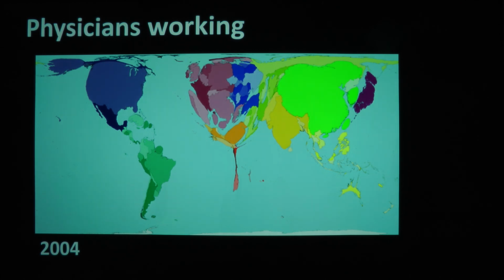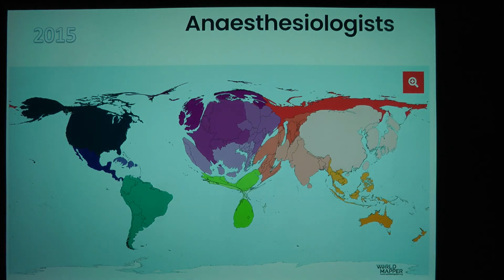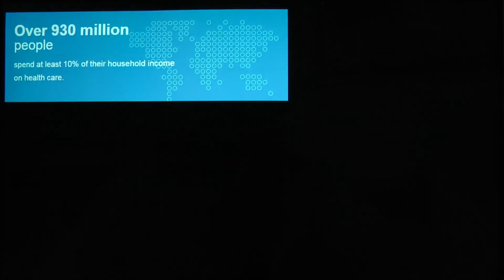You can see, for example, Africa is so tiny. India not too bad. If we look at more recent data for anesthesiologists in 2015, we see the same sort of pattern. So something is terribly wrong, and we need to do our best to address these inequalities.